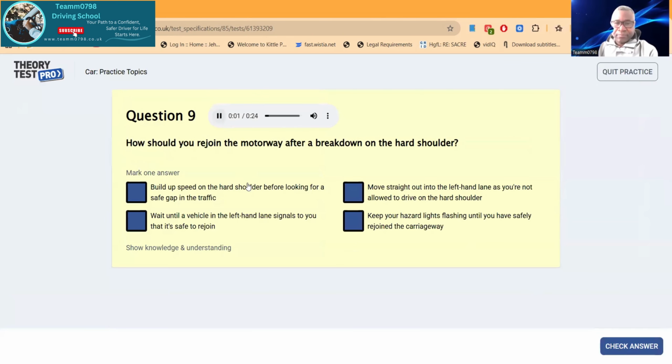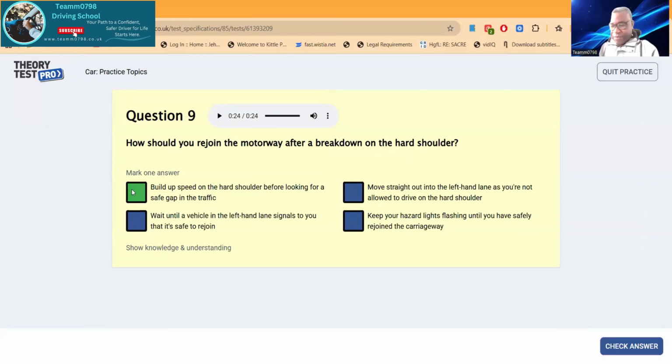How should you rejoin the motorway after a breakdown on the hard shoulder? Build up speed on the hard shoulder before looking for a safe gap in the traffic. Move straight out into the left-hand lane as you're not allowed to drive on the hard shoulder. Wait until a vehicle in the left-hand lane signals to you that it's safe to rejoin. Keep your hazard lights flashing until you have safely rejoined the carriageway.